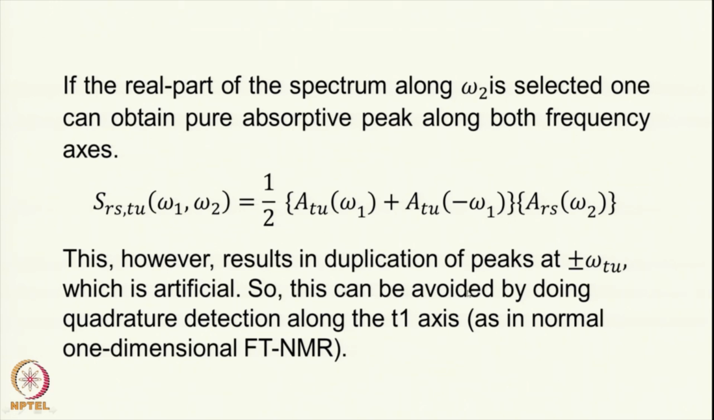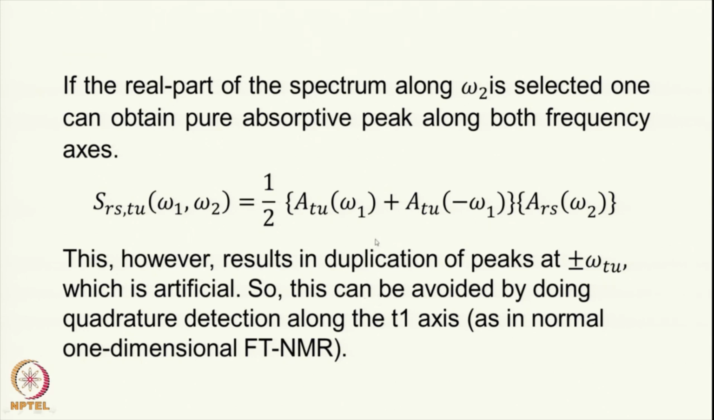So this can be avoided by doing quadrature detection along the T1 axis. We have seen this in normal 1 dimensional NMR. When you take a normal cosine FID and Fourier transform it, you get 2 signals at plus minus omega, and in the same manner the same thing is happening here. So by doing quadrature detection along the T1 axis, we can get rid of this and select only one of the frequencies. That means we can discriminate between the positive and negative frequencies, cancel out one of those, and keep only the one which is required.